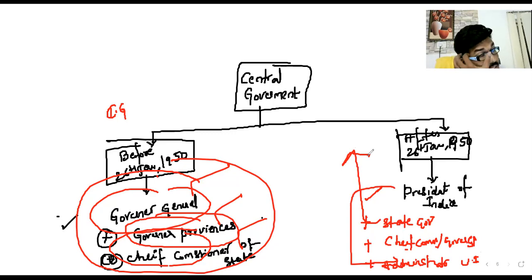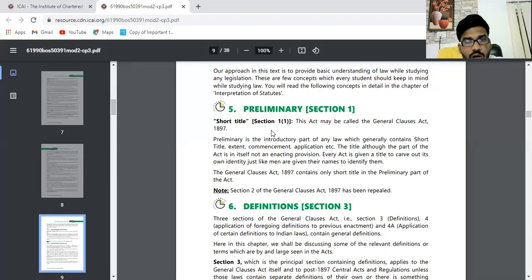This is nothing but the definition of central government as per the General Clauses Act. So this is the definition. It's the preliminary Section 1 of the General Clauses Act: Short title, this Act may be called the General Clauses Act 1897. Preliminary is the introductory part of any law, which generally contains short title, extent, commencement, and applicability.